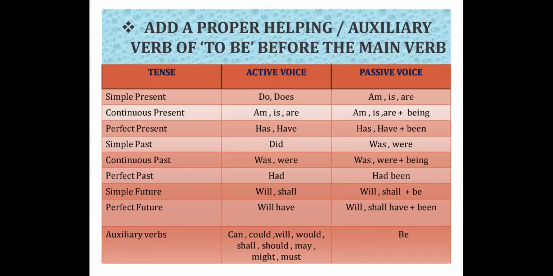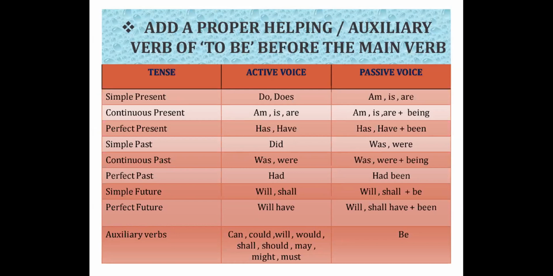The next chart is: add a proper helping verb or auxiliary verb of to be before the main verb. See, the first column is of tense, the second column is of active voice, and the third column is of passive voice. Now see, according to tense, when it is in active voice, how it will convert into passive voice, and which helping verbs or auxiliary verbs we have to use.